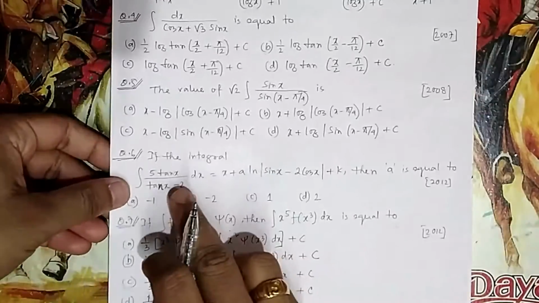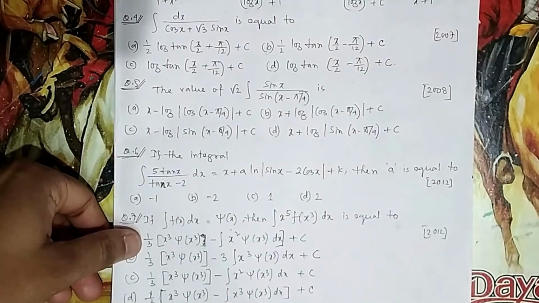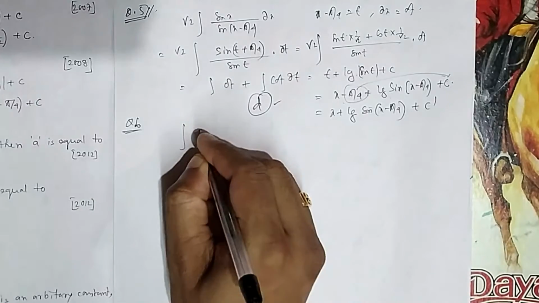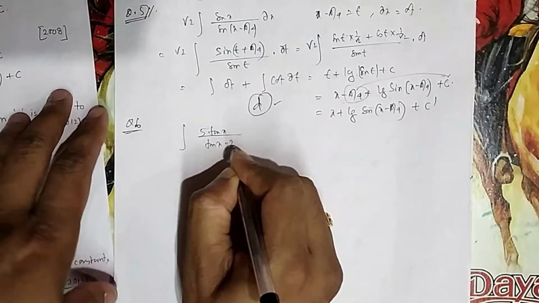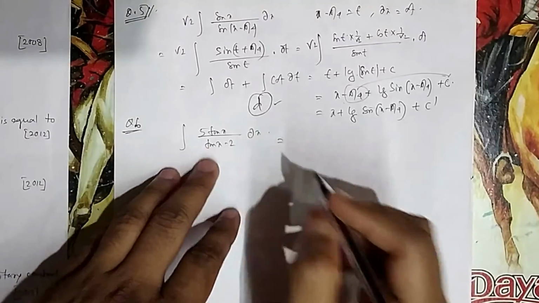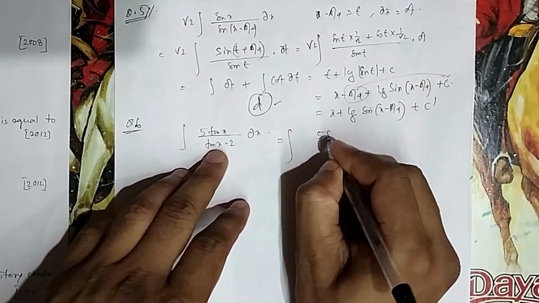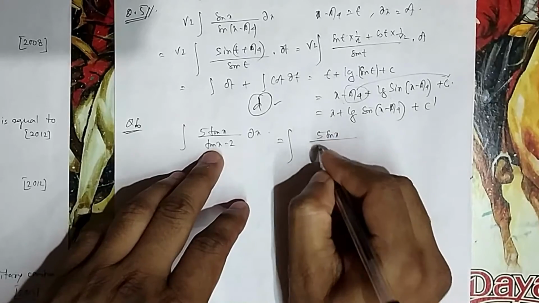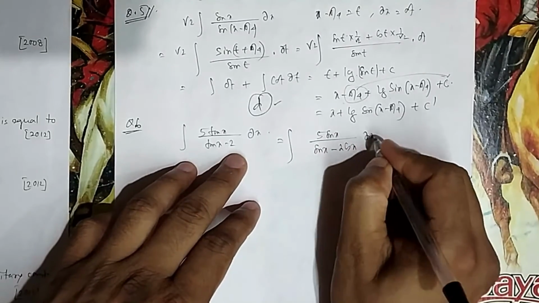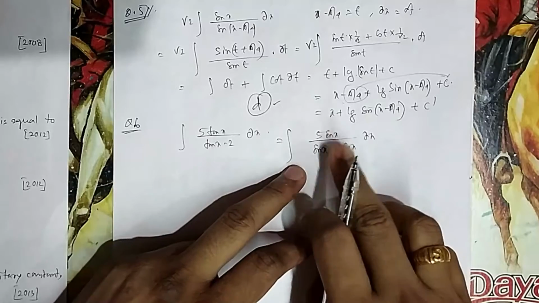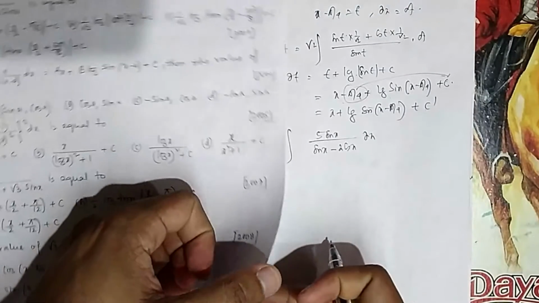Next, question number 6: they are asking, the integral of 5 tan x by (tan x minus 2) dx is equal to something of this format, then a is equal to what? So 5 tan x by tan x minus 2 dx. If you open it in sin and cos, it will be sin by cos, then sin by cos. So 5 sin x divided by sin x, and then I have done the LCM also, converting into sin x cos x. Now this is as per the trigonometric format that I have explained.